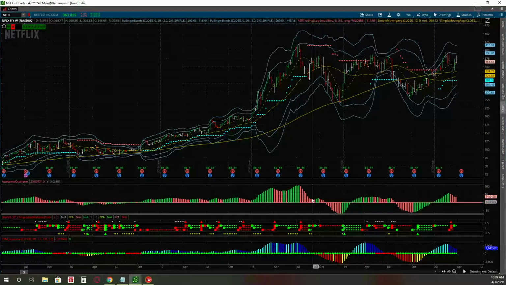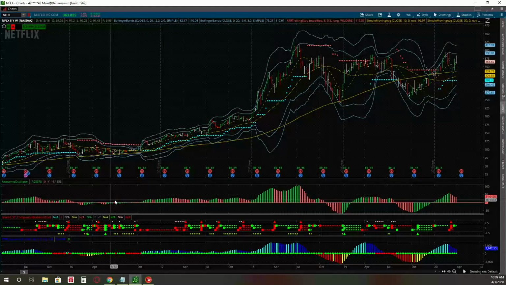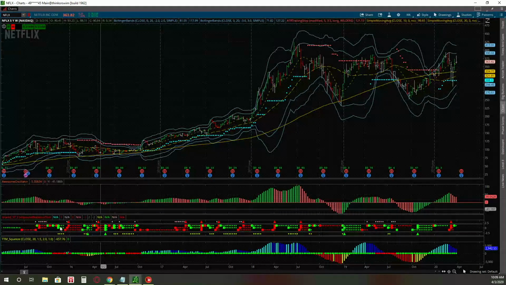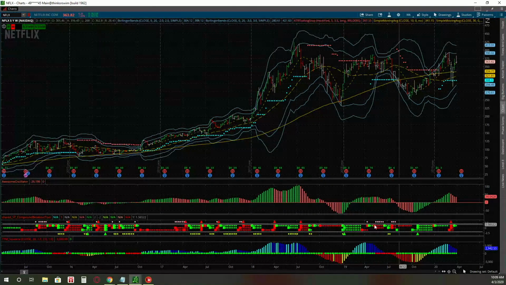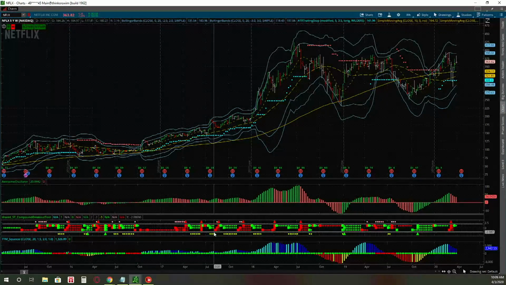Now, the last thing on the momentum that I watch is when the bars are barely bars, right? When they're kind of non-existent or flat against the 0 line like they are here, whether it's above or below it, that is usually a sign of consolidation within the price.